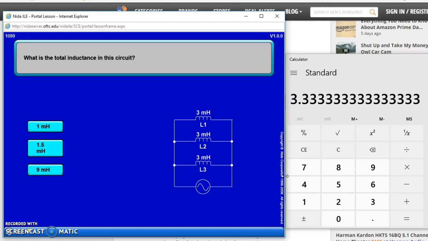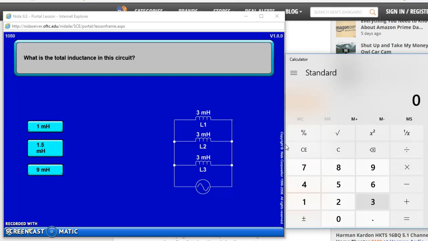This is where you're going to definitely like, and this is the last one I'm going to do product over sum. You're welcome to always do product over sum. I prefer the reciprocal formula, and this one is going to be why I do. So I'm going to do my reciprocal formula first. 3 reciprocal plus 3 reciprocal plus 3 reciprocal equals 1. So the answer I got using the reciprocal formula was indeed 1 millihenry. 1 mH. So that was using the reciprocal formula.